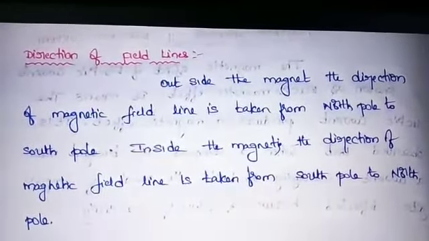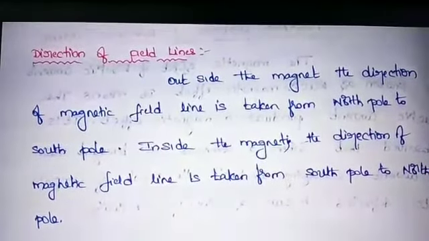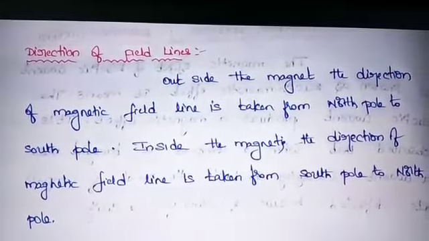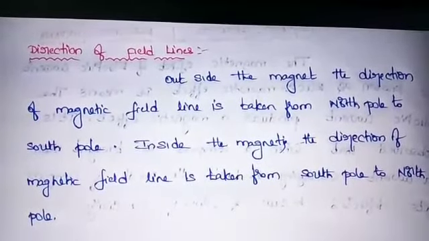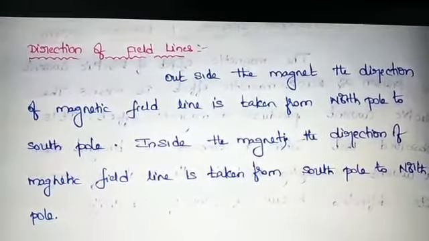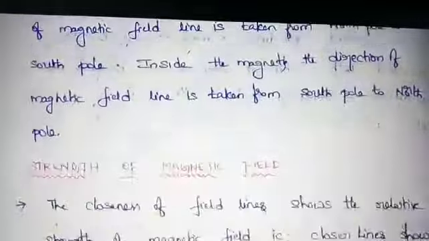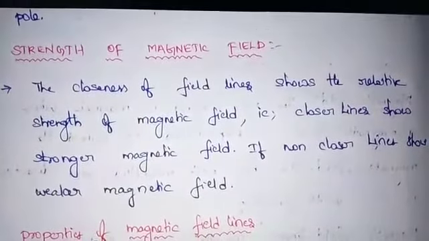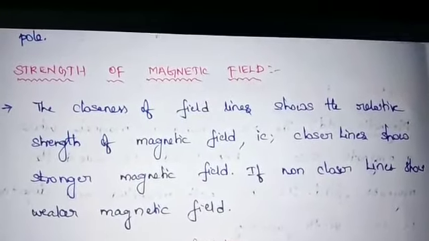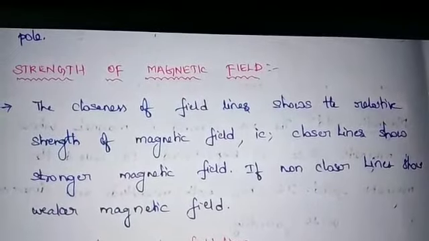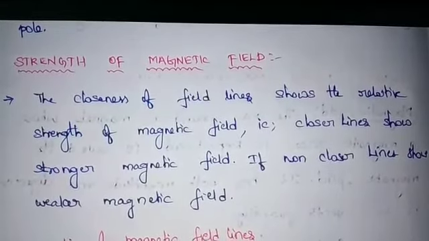Direction of field lines, that means magnetic field lines: outside the magnet, the direction of the magnetic field line is taken from north pole to south pole, and inside the magnet the direction is taken from south pole to north pole. And the strength of the magnetic field means the closeness of field lines. The closeness of field lines shows the relative strength of the magnetic field. Closer lines show a stronger magnetic field; lines that are not close show a weaker magnetic field. So this is the strength of the magnetic field.